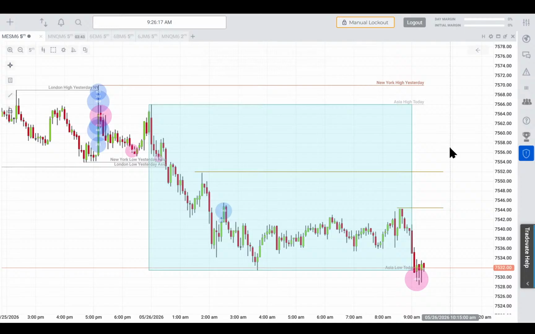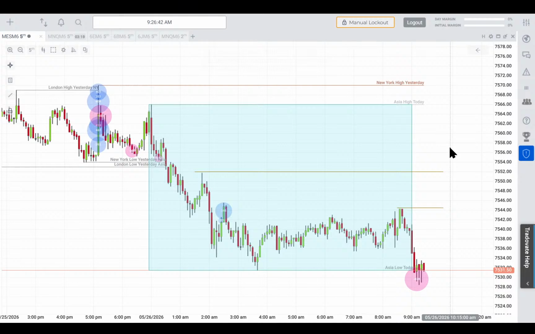Currently we have price has made the initial push down, took out the Asia low across the board on many instruments. I got a big box drawn on 5 instruments, I think. Got some levels plotted, waiting for energy to shift to the upside right now.